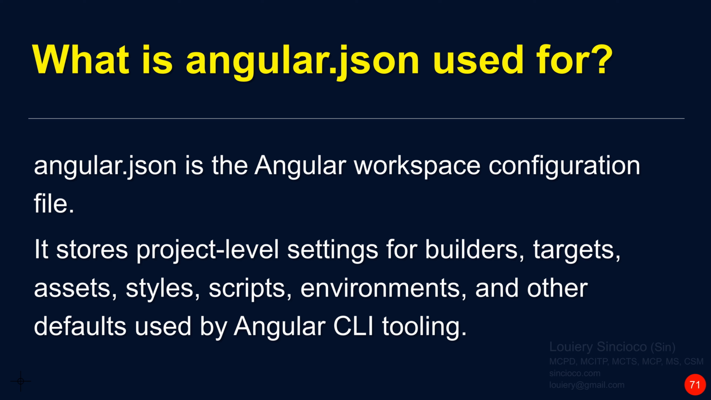What is angular.json used for? angular.json is the Angular workspace configuration file. It stores project-level settings for builders, targets, assets, styles, scripts, environments, and other defaults used by Angular CLI tooling.